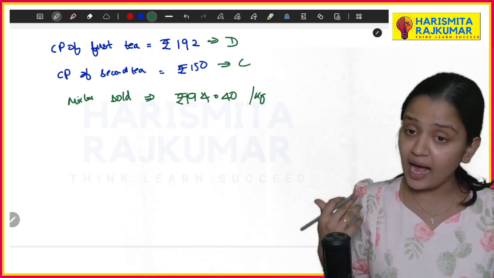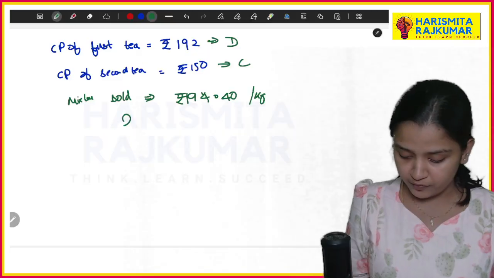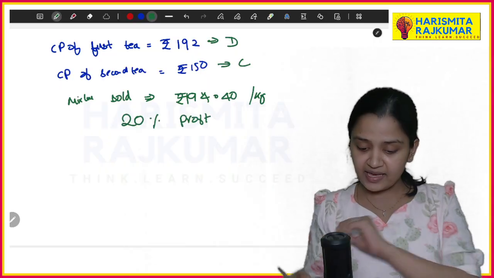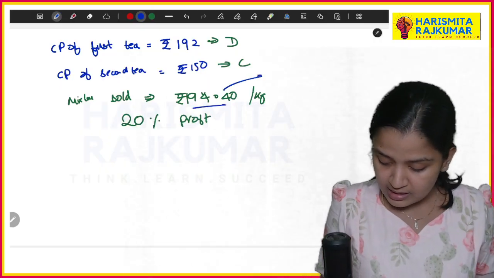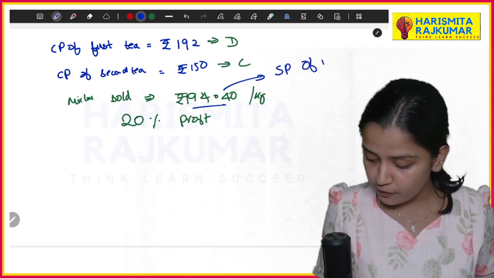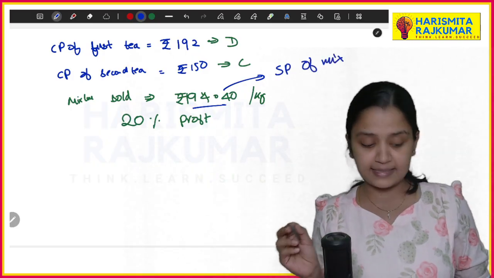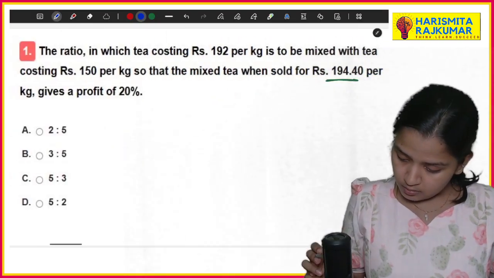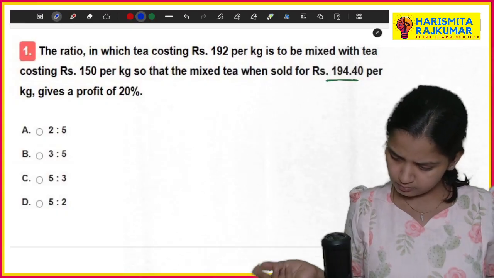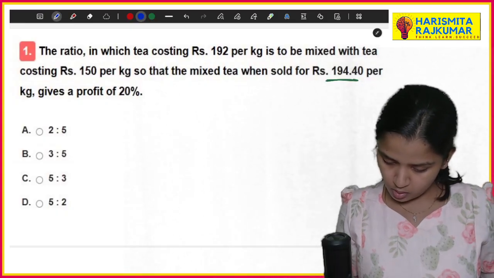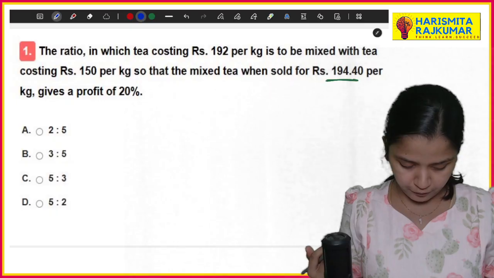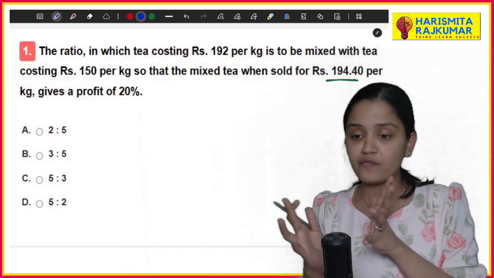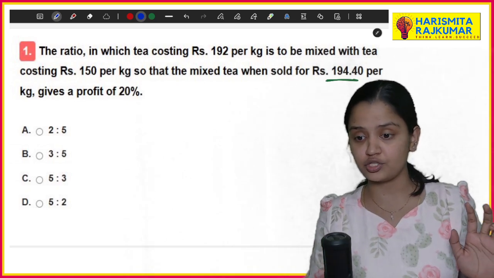Now it has included 20% of profit. So basically what is this? This is your selling price of the mixture. Are you clear? So this is the selling price of the mixture. Now what are you supposed to find? You are supposed to find basically the ratio in which they have mixed so that you're having a profit of this much.